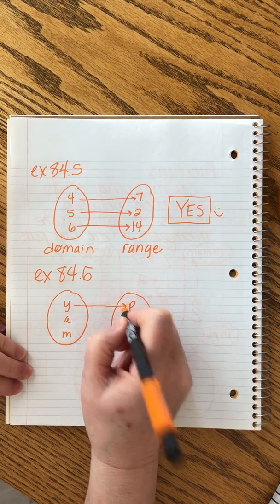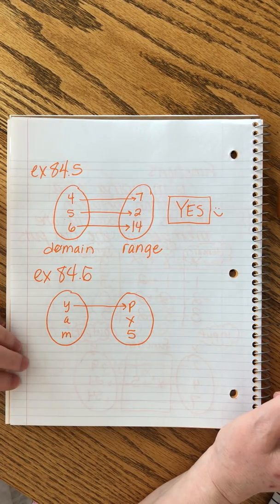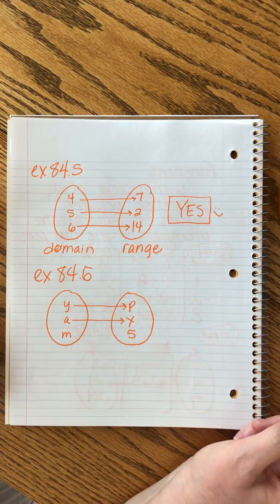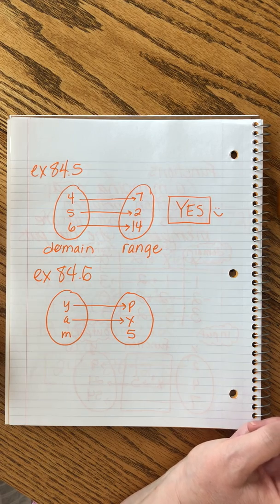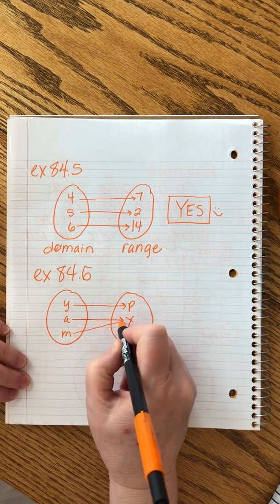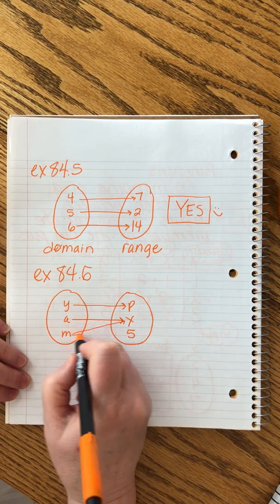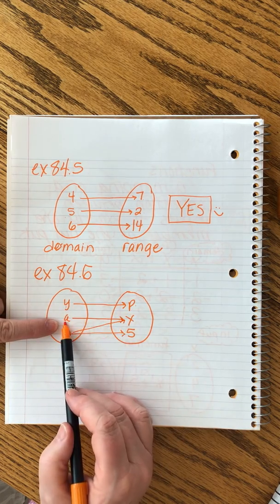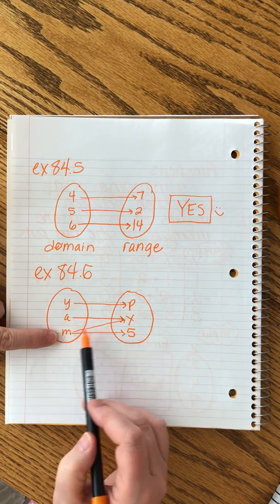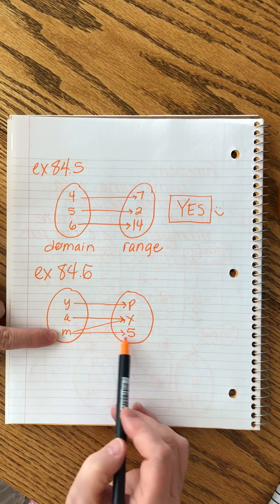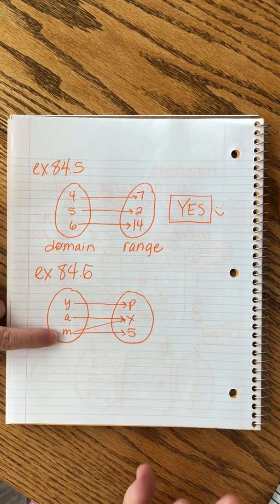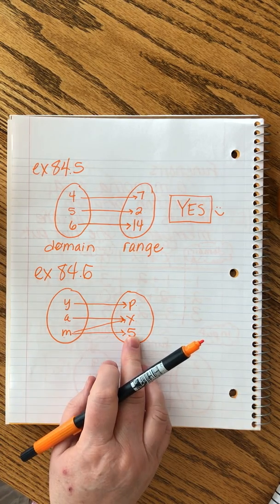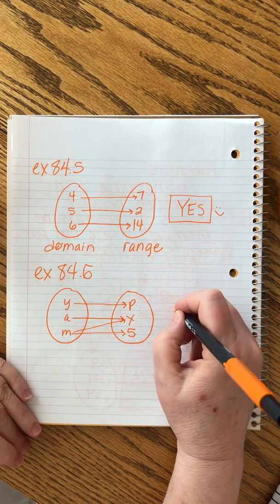He says that Y is connected to P. Okay, that looks good. And he says that A is connected to X. Perfect. Lovely. M is a little more complicated. He's got an arrow going up here, and he's got one going here. So what he's saying is that Y always connects to P, A always connects to X, M sometimes connects to X, and sometimes connects to 5. No, that is not going to work. M can only have one image. So this is not a function.